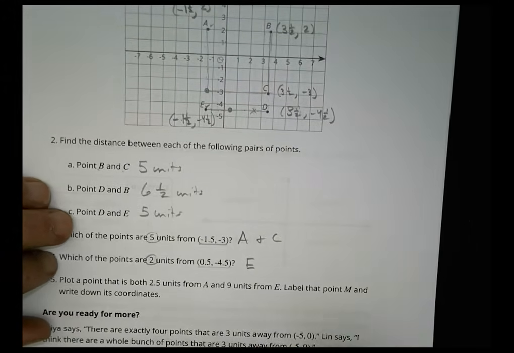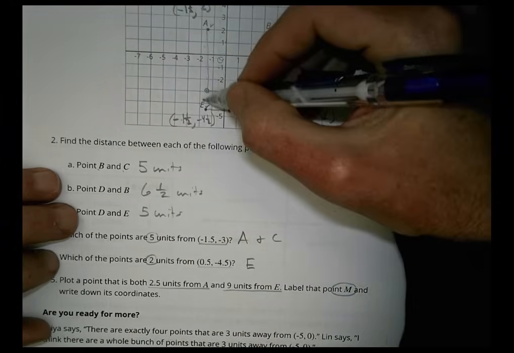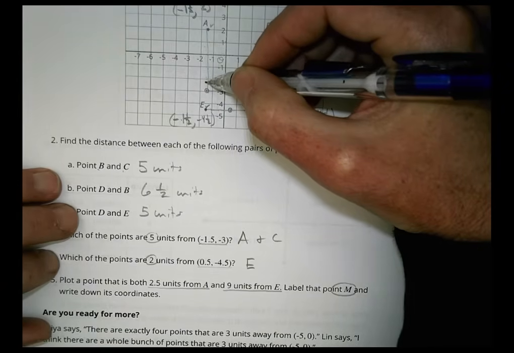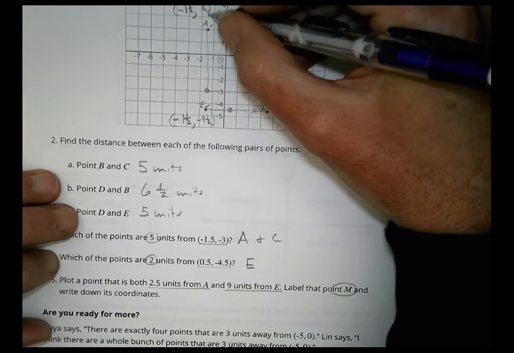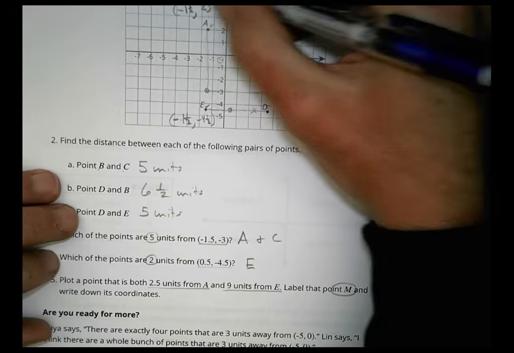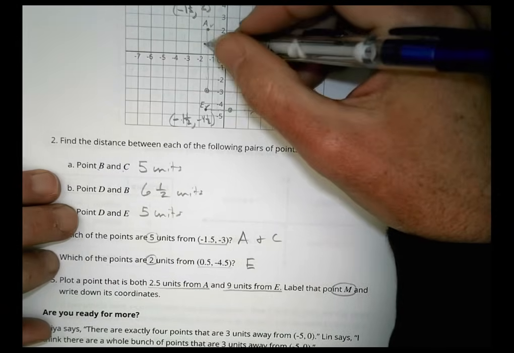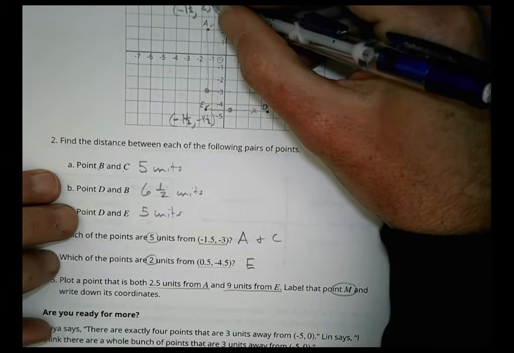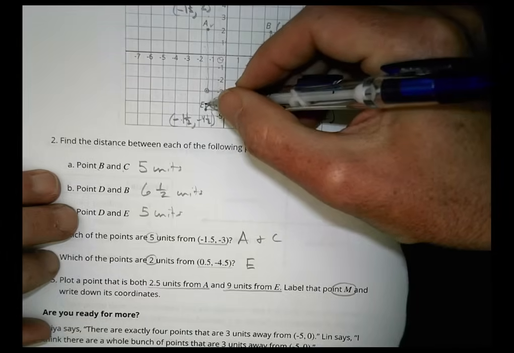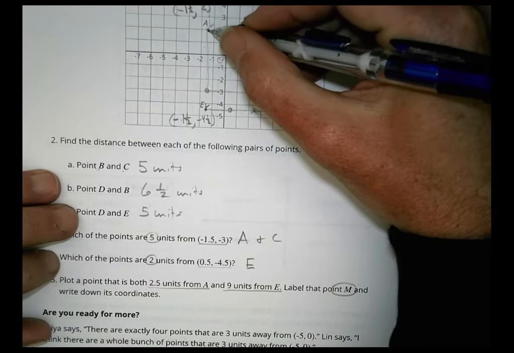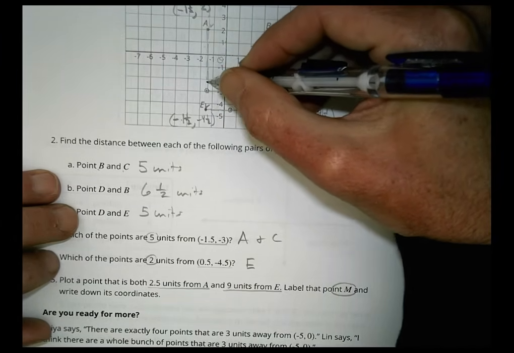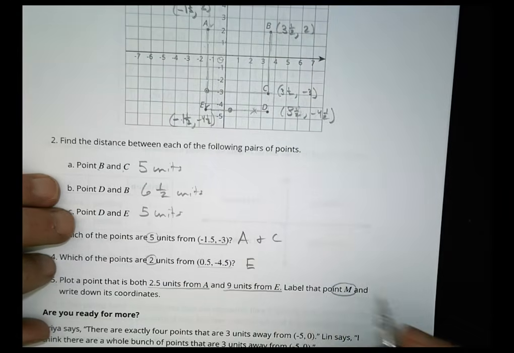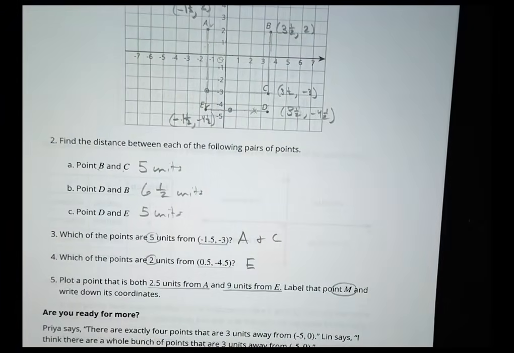And finally, plot a point that is 2.5 units from A and 9 units from E, and label it point P. So to be from A and E, we're going to be on the same line. So we can take it from A and go up 1, 2.5. We can call that M, and let's double check. Is that going to be 9 from E? Well, looking at our half, we have a half there and a half there, so that's 1. And then 2, 3, 4, 5, 6, 7, 8, and 9. So there you are. There's our point M, and it's plotted and it's set to go.